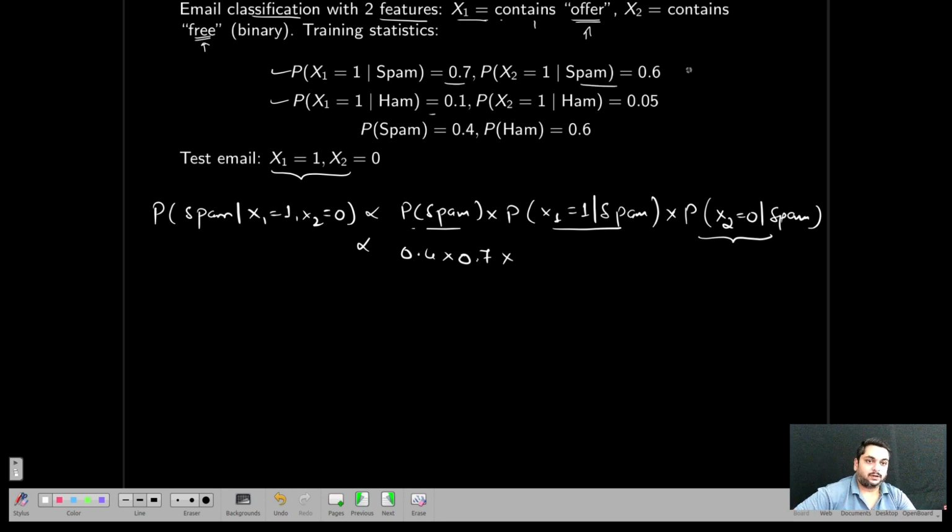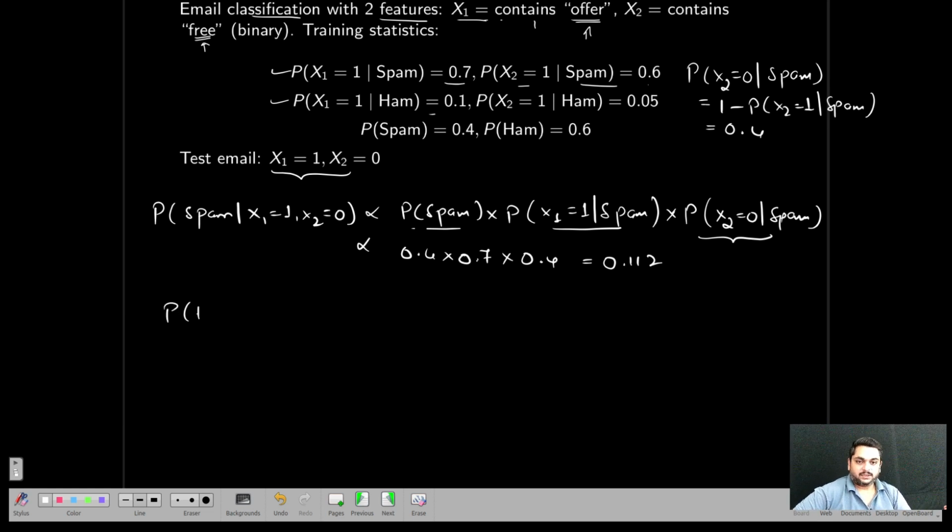They are given the other one. So how will you calculate p of x2 equal to 0 given spam? It will be 1 minus probability of x2 equal to 1 given spam, because there are only two possibilities, 0 or 1, present or absent. So if they give you the probability that it is present, then the absent probability is 1 minus that. We'll get it as 0.4. So this comes out to be 0.112.